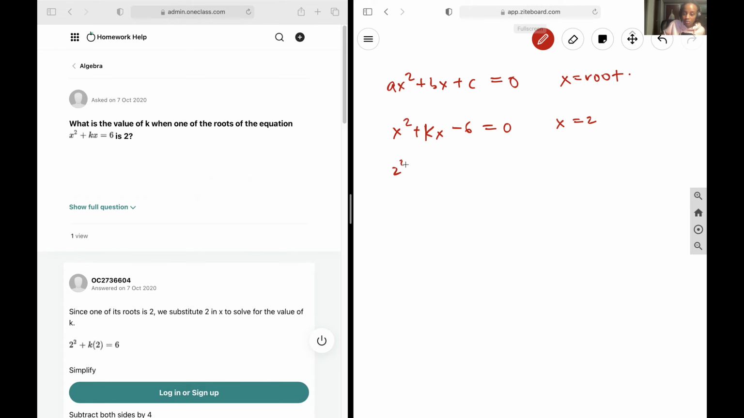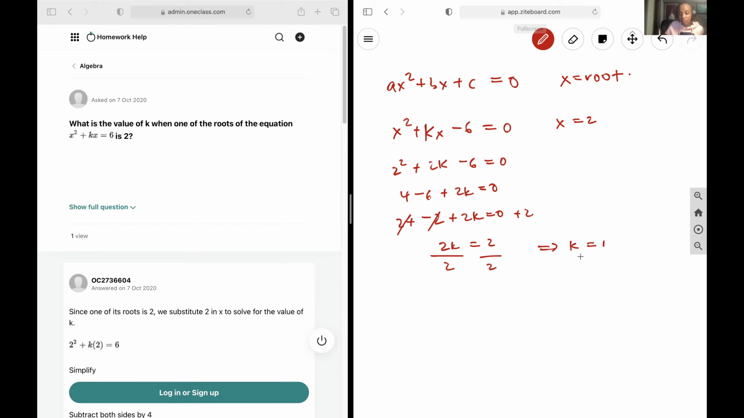So we get 2 squared plus 2k minus 6 is equal to 0. So 4 minus 6 plus 2k is equal to 0. Negative 2 plus 2k is equal to 0. Let's just add 2 to both sides. These two cancel, and you get 2k is equal to 2. Divide out the 2. And this leads us to the conclusion that k is equal to 1, and that's going to be our final answer.